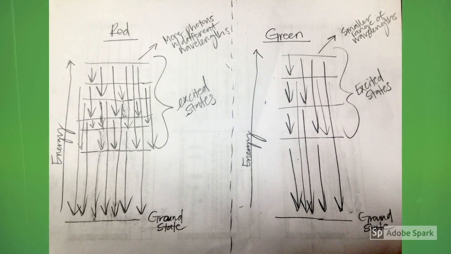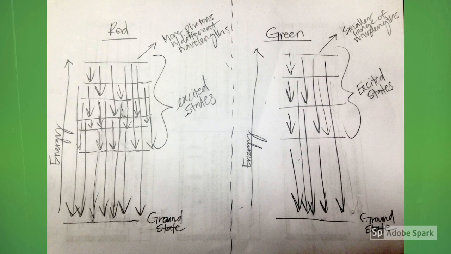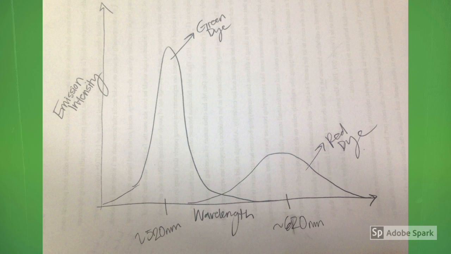Since red is emitting more wavelengths of lower energy photons, the intensity for each of the wavelengths would be lower compared to the green, which emits a smaller range of higher energy wavelengths and thus emits more photons for each wavelength. Thus, the intensity for green is much higher than that of red, but red emits a larger range of wavelengths.